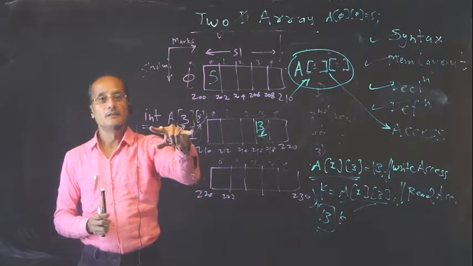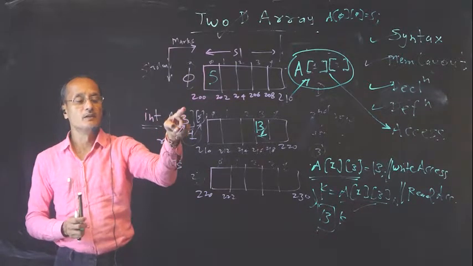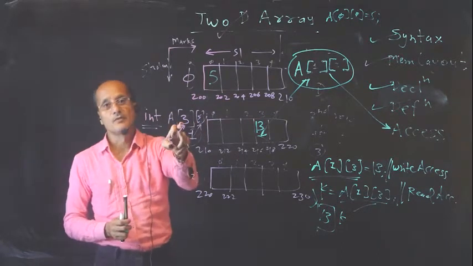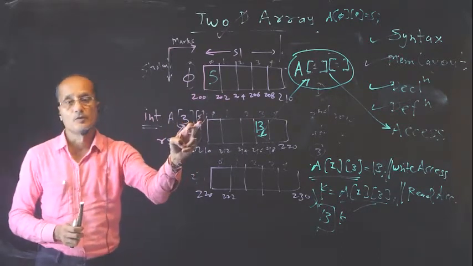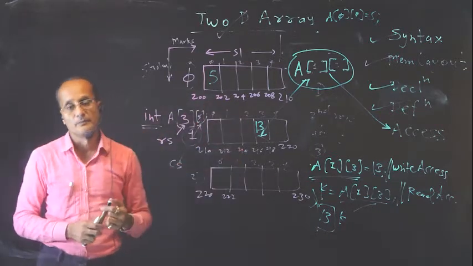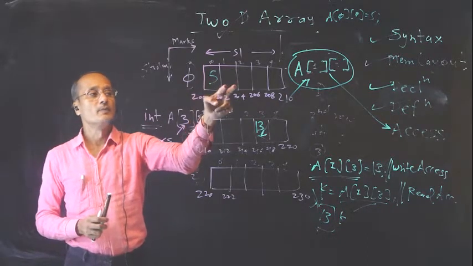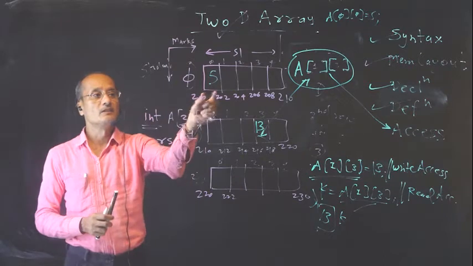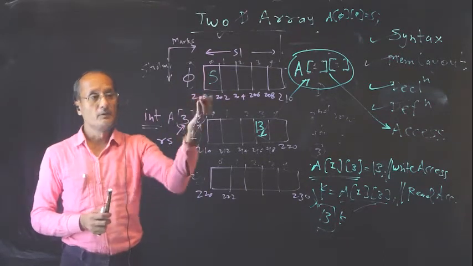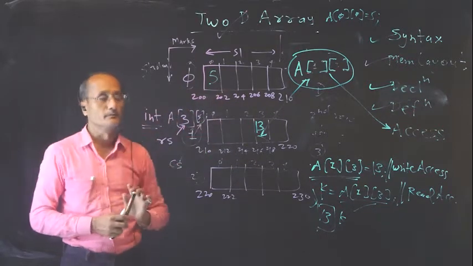How to declare? This is the method to declare. The first number is the row size, the second number is the column size. Maximum number of rows that you want, maximum number of columns you want. Obviously, 3 multiplied by 5, 15 memory locations will be given. Since it was an integer, each element will require 2 bytes. If it was character, each element will require 1 byte. If it was float, each element will require 4 bytes. That way the growth will happen.